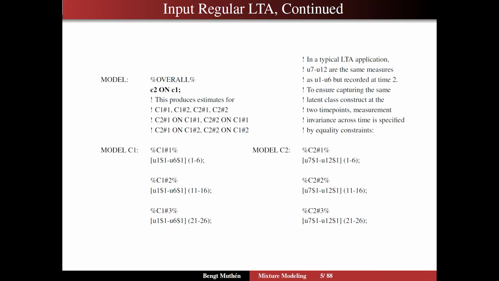And to make sure that we capture the same latent class construct at the 2 time points, we want to specify measurement invariance across time by these equality constraints expressed by these parameter labels that we have given here. Now, it may not hold exactly perfectly, and you may want to look for deviation from that full measurement invariance, and I discussed that in Webtalk 2. But that may well be your baseline assumption that you would start out with.